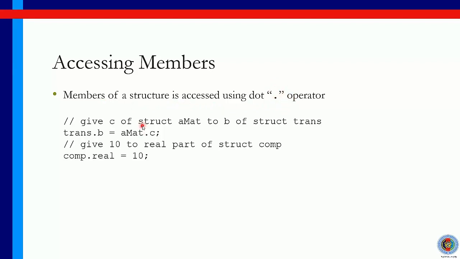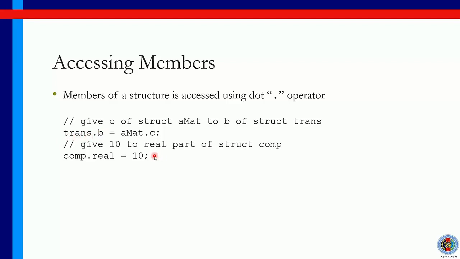For example, let's say we have the structure just now, a mat. To access the value from the member C, we put mat.C. And by doing this, we are actually reading from C. And if you want to transfer to a member of another structure matrix, for example, another structure matrix called trans, we want to give from C to B, we put trans.B.